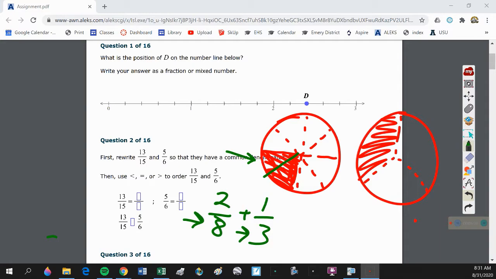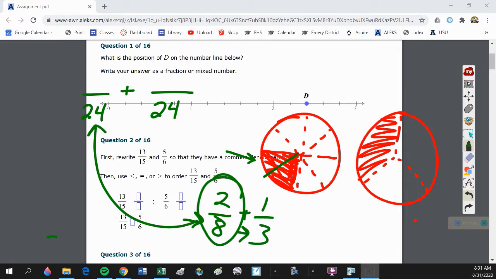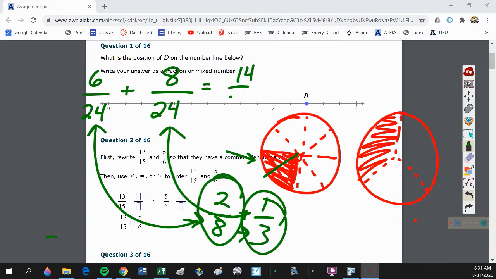So I want to change the equation into this. What do I need to do to this to turn it into that? Multiply by 3. So 8 times 3 is 24. 2 times 3 is 6. And then what do I need to do to this? Multiply by 8. Okay. And now I have 14 over 24.